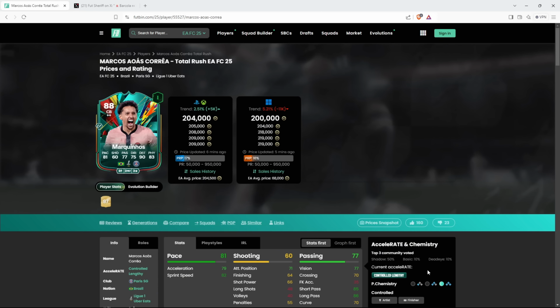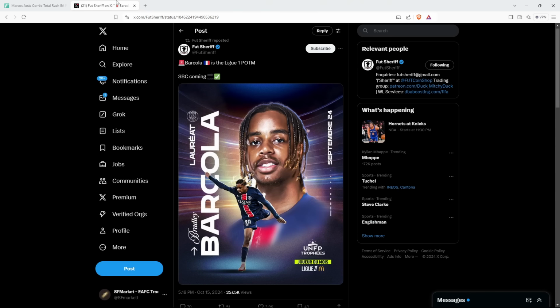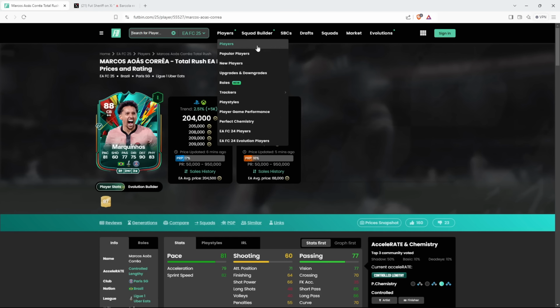If he doesn't drop low enough, obviously do not buy, do not overpay. But in the hype before Barcola SBC, I do still think potential with this card is there. Minimum 215, 220, I think is possible. So make sure you track this card around Division Rival Rewards and hope we do see a small drop and then rebound as the hype with this Barcola SBC should be building up.